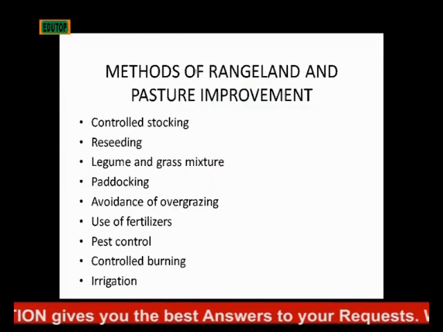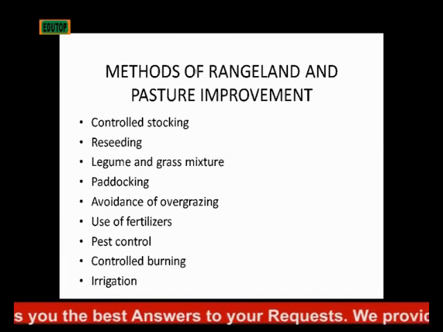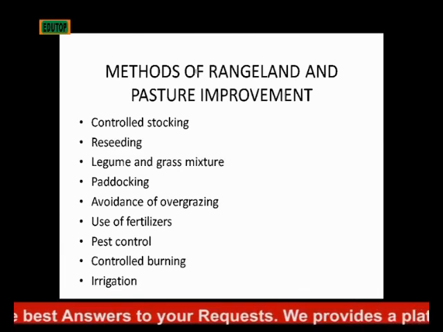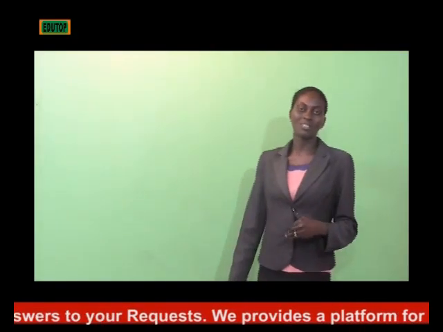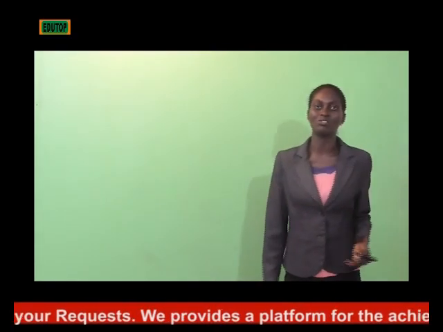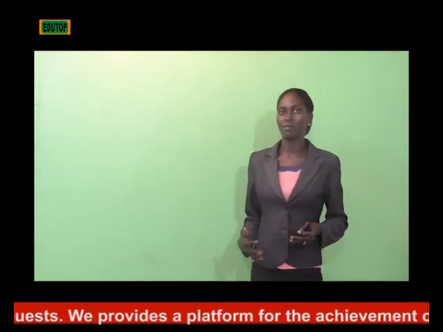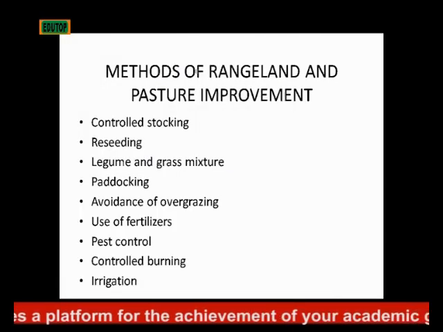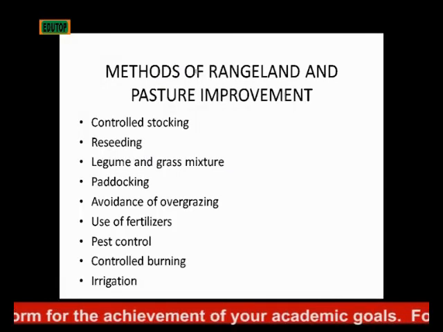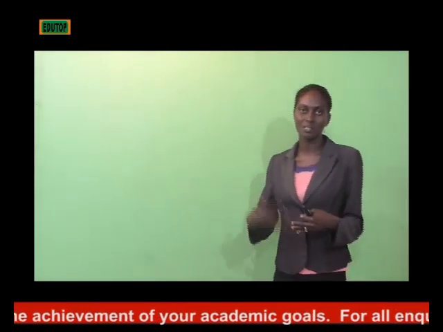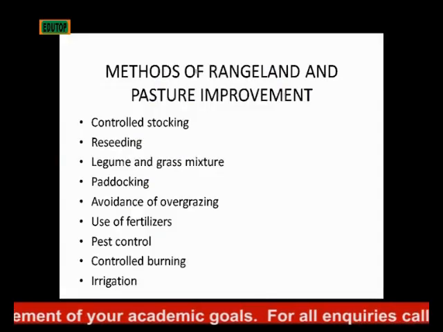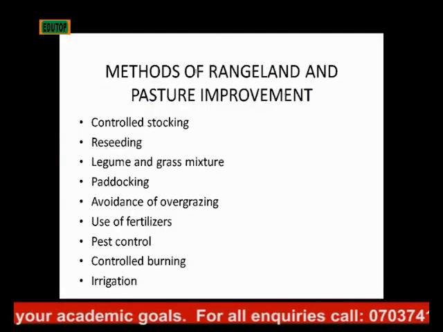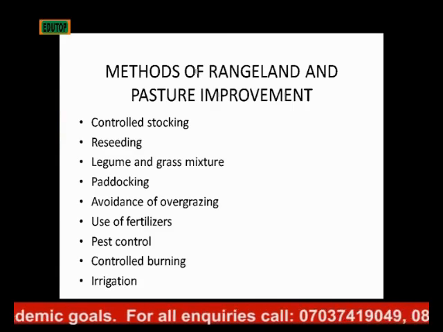Then reseeding. Reseeding is when, as these animals are feeding on the grasses, you are planting them back. So the land does not lie fallow, it does not just lie empty after the animals have grazed on it. Then legume and grass mixture, you have to put legumes that will help you to fix nutrients in the soil. And the next one is avoidance of overgrazing. You should avoid the animals overgrazing the land.